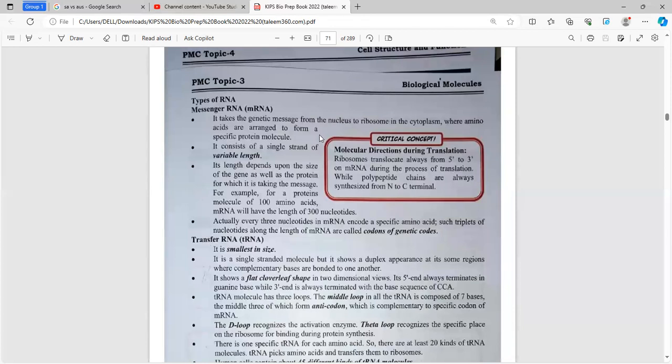Now, how does it work? There are three types of RNA. Messenger RNA, as the name suggests: what is a messenger? A messenger is a person who conveys a message from one person to another. So messenger RNA similarly conveys the message from the nucleus to the cytoplasm. This is the function of the messenger RNA, and the thing you have to remember is that its length is always variable, and it doesn't have a fixed length.